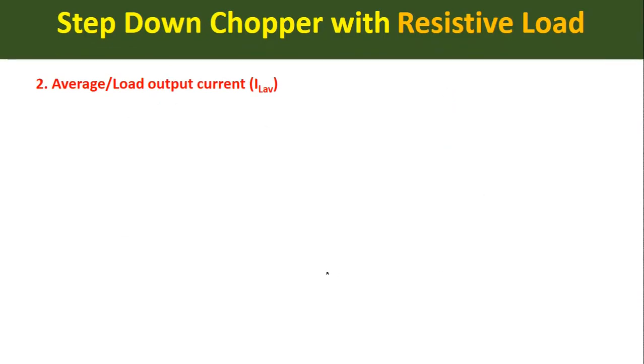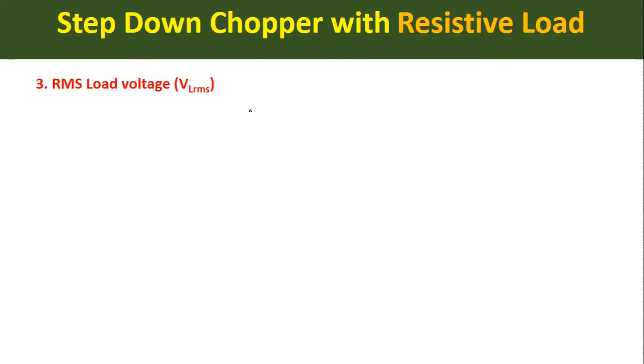Second one is average load current, which is represented by IL average. Since we are using resistive load here, the load current and load voltage are in phase with each other. So here we will get IL average is equal to VL average divided by R. We got VL average is equal to Vs into D. So here we will get IL average is equal to Vs into D divided by R.